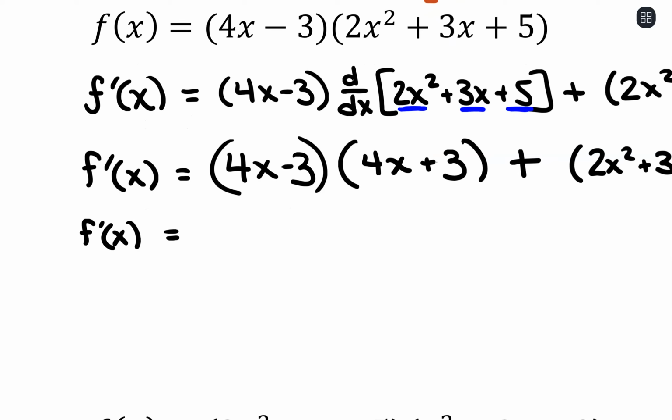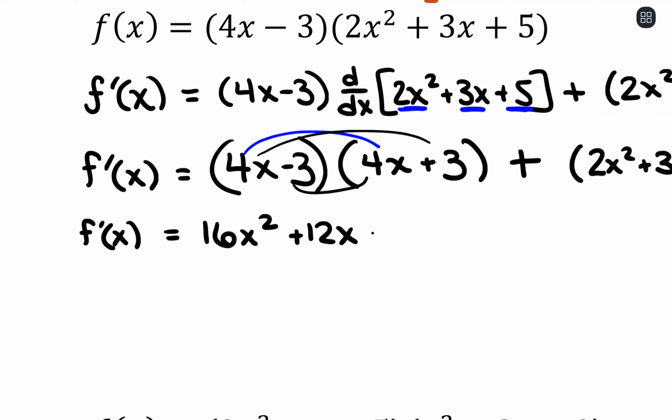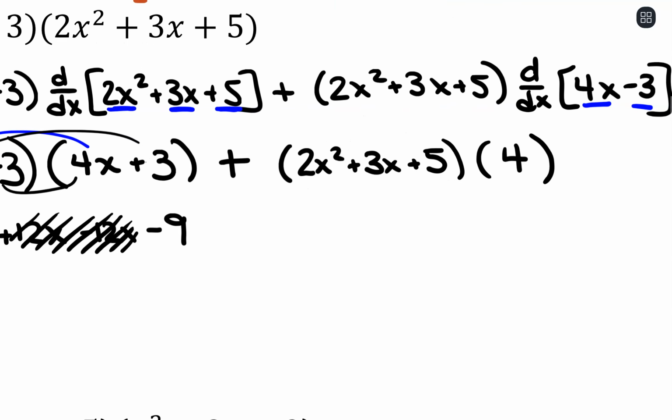So over here I'm going to FOIL. So 4x times 4x is 16x squared. And then 4x times a positive 3 is positive 12x. And then we'll have minus 12x, so those are actually going to cancel out. And then negative 3 times positive 3 is a negative 9. So that's a difference of squares there, so that's why those positive 12x and negative 12x cancel out.